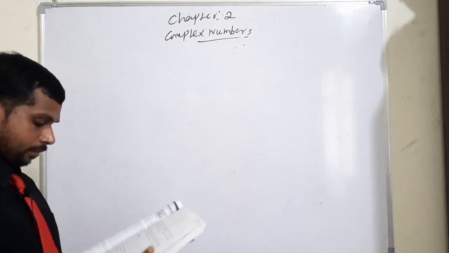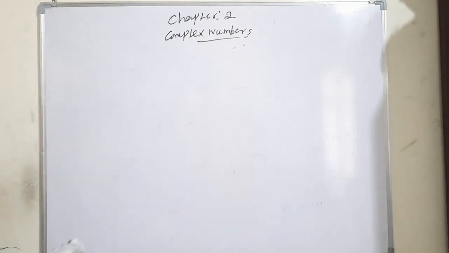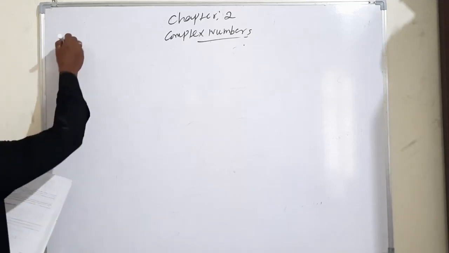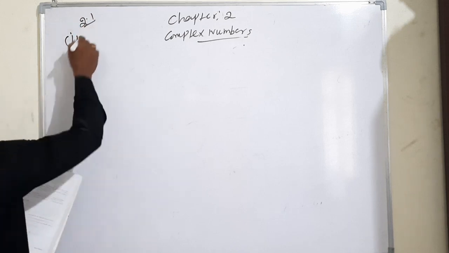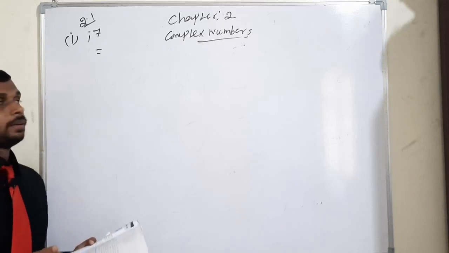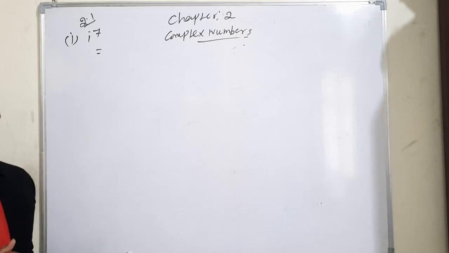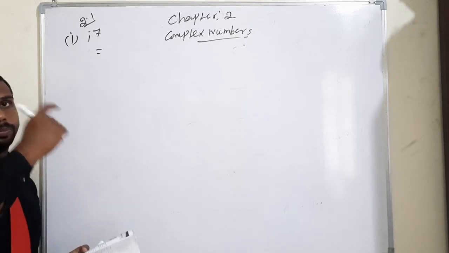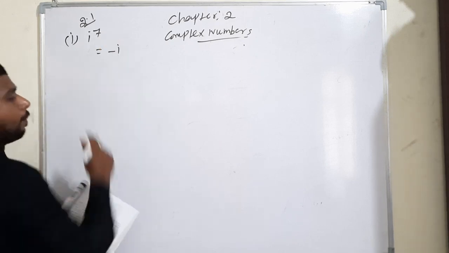Example 2.1, 5 subdivisions are there. One by one we will move. Subdivision 1, i to the power 7. Already I told you, we can write it directly. Is this power an odd number or an even number? Odd number. 1 or 3 is there, 3 is there. To become a multiple of 4, 1 less is there. So 1 less means definitely we can write it as minus i.